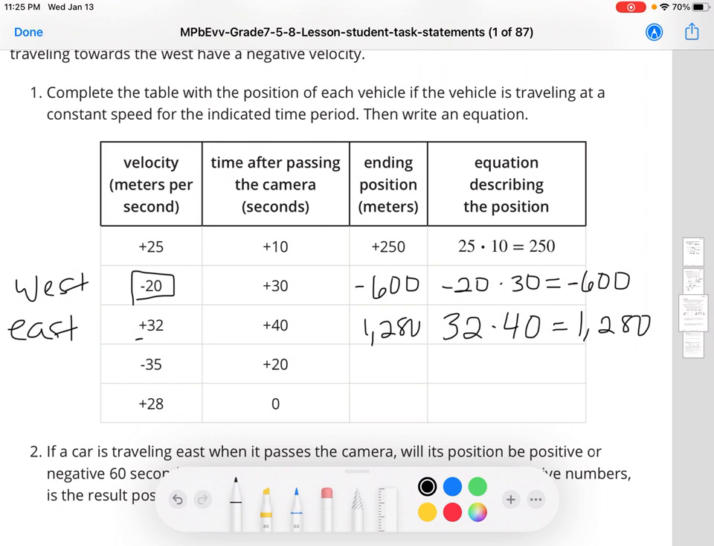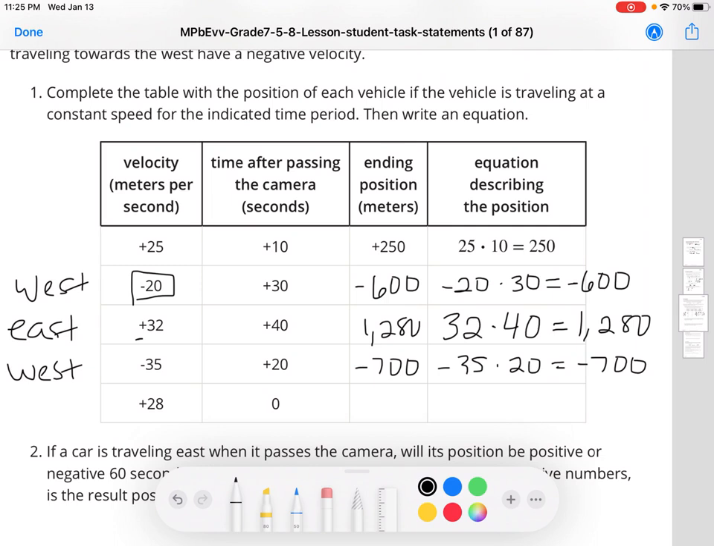Okay, negative 35 meters per second on my velocity, which means I'm traveling which direction? West, for 20 seconds. So my ending position is what? Negative 700. So I have negative 35 times 20, which would put me at negative 700 meters.